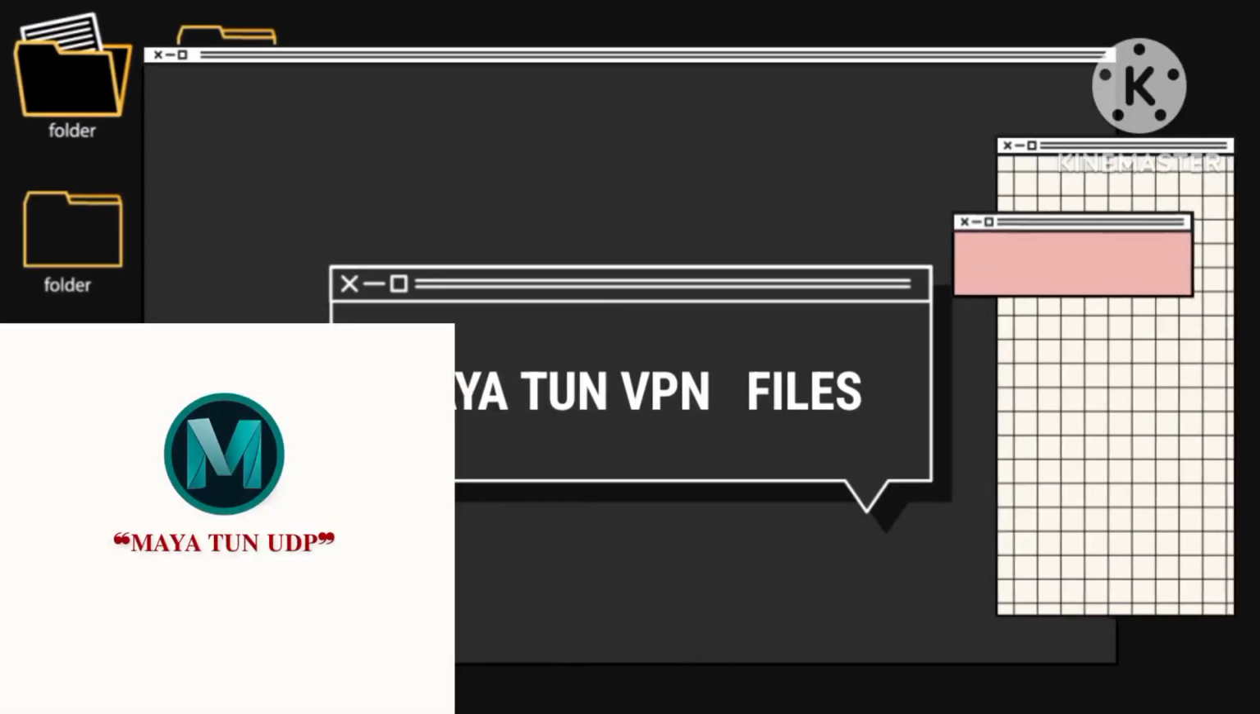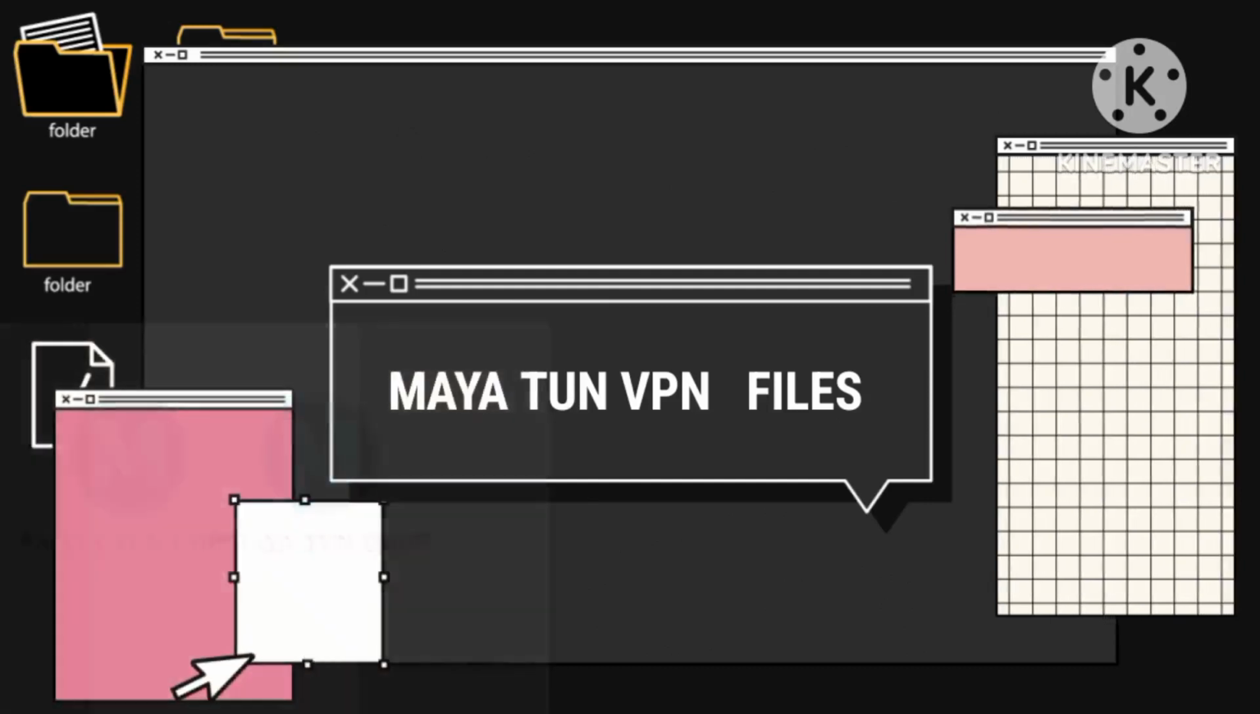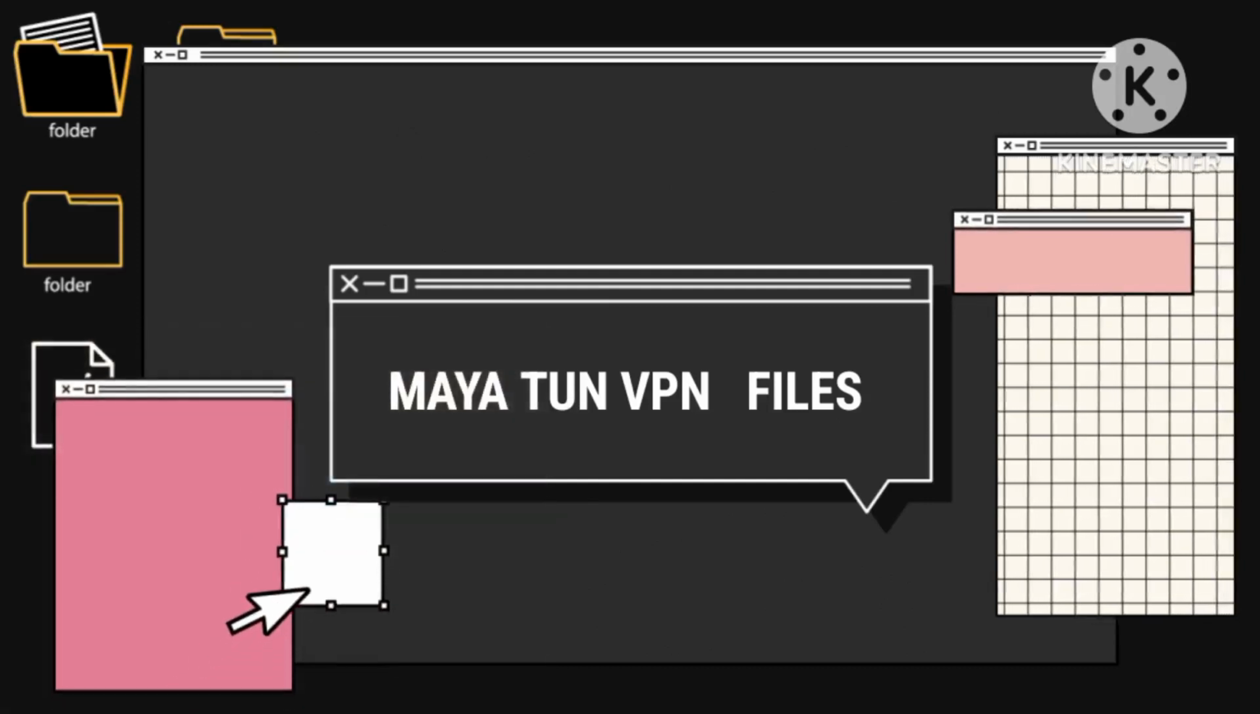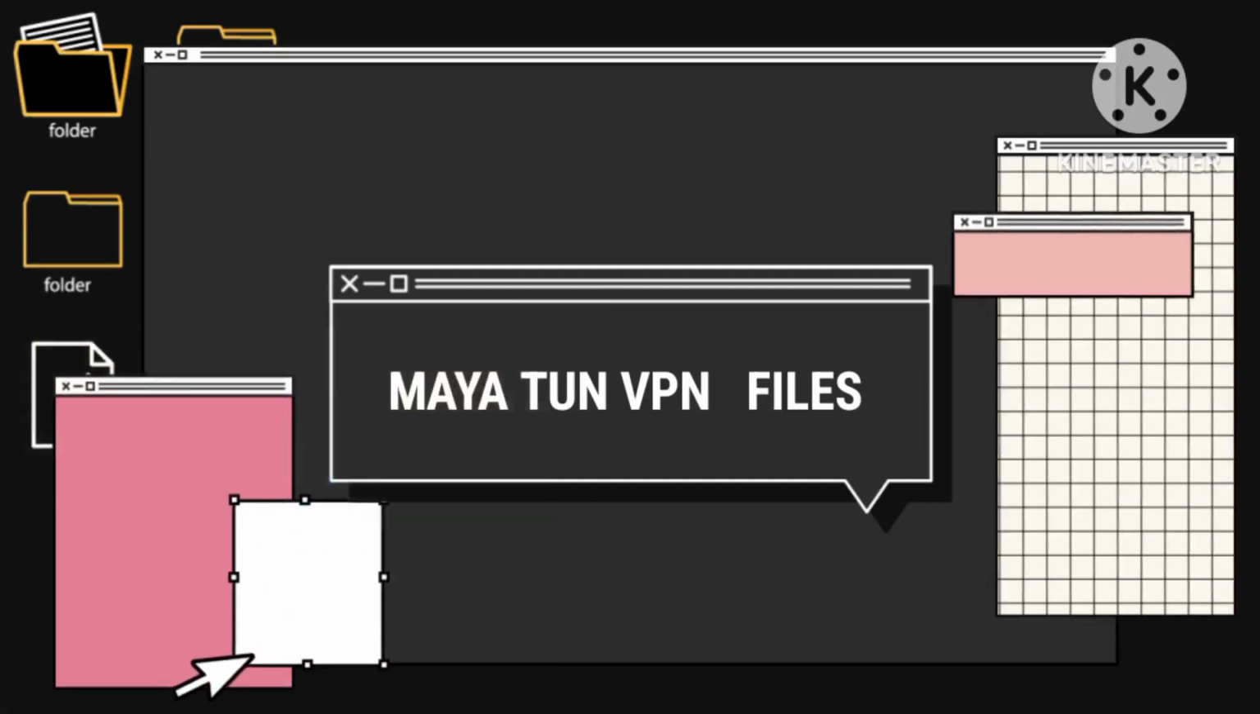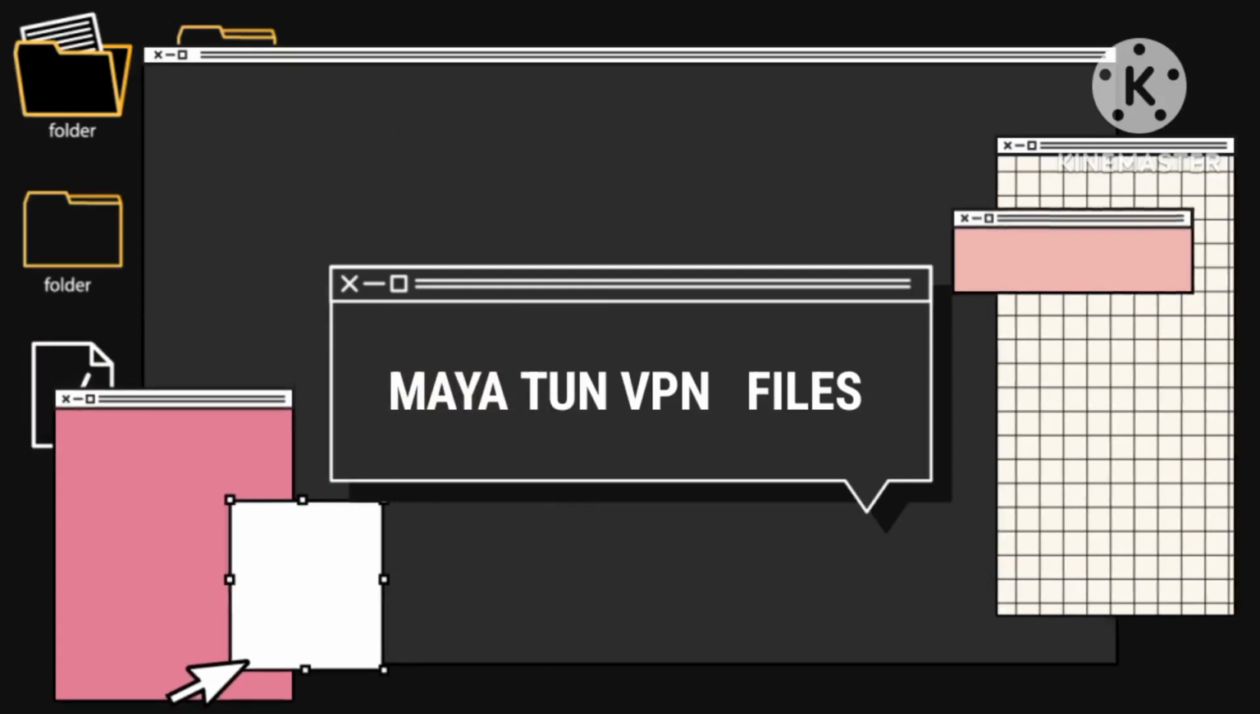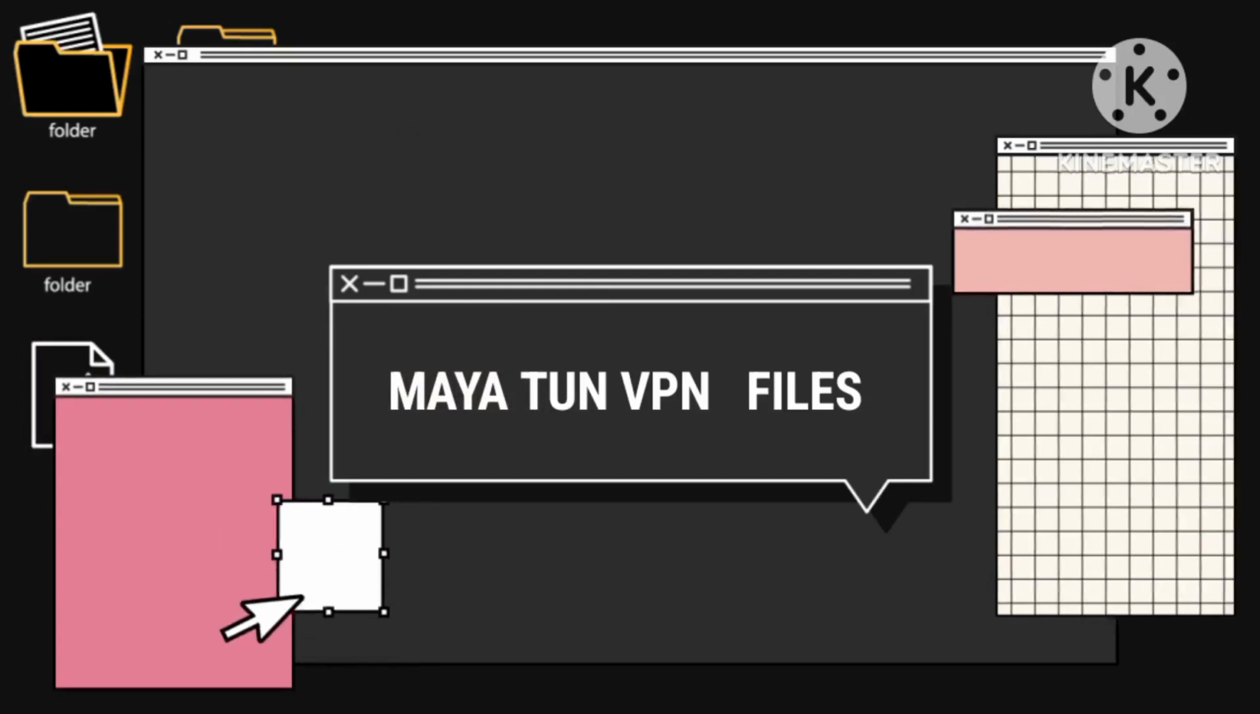These files will contain your MyATN VPN settings, and we will also show you how to lock these files to prevent unwanted editing and ensure easy sharing. Let's get started. Step 1.